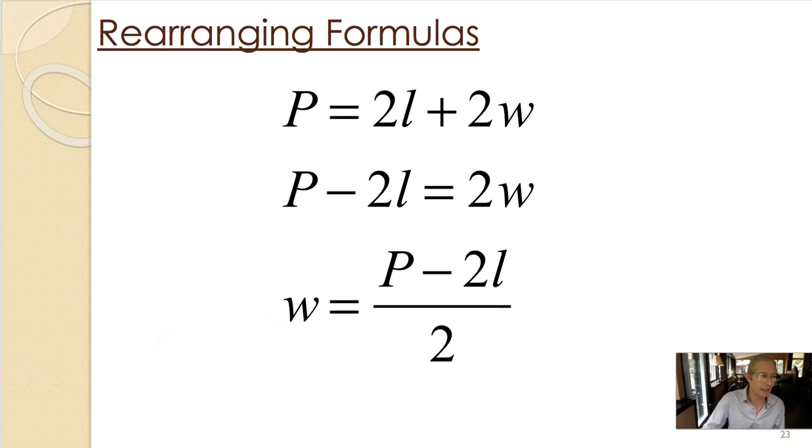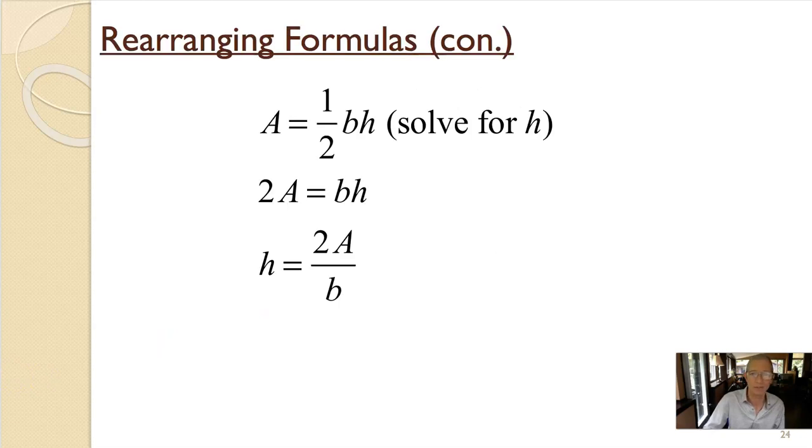What else we got here? I've got, I think, 3 or 4 more to look at here. So here's one. This is the area of a triangle. 1/2 the base times the height. Say we know the area and the base, we want to find the height.